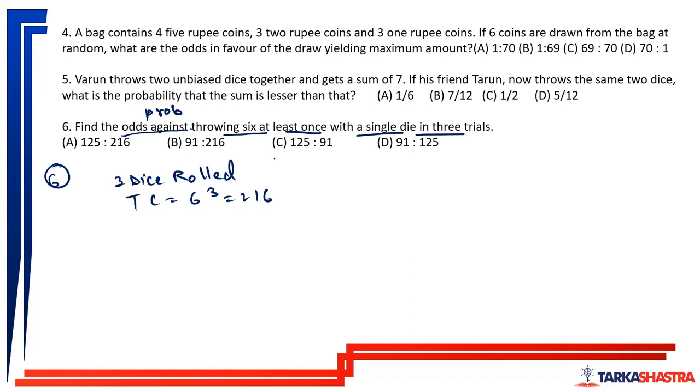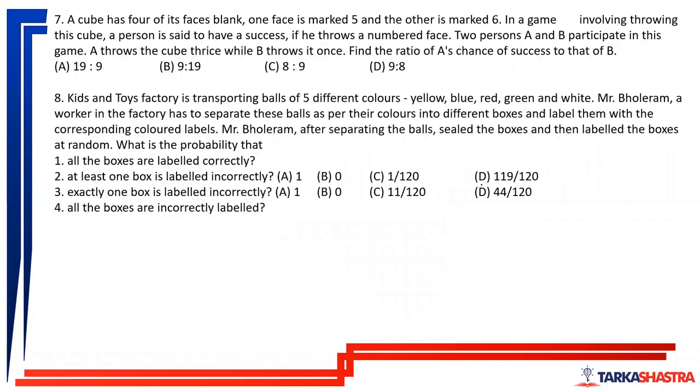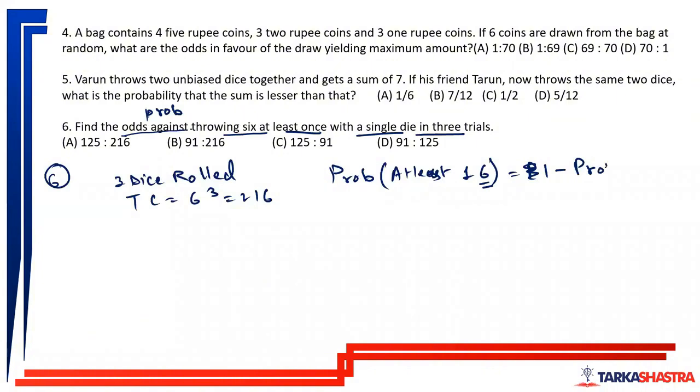Now we want to find out the probability of getting 6 at least once. So probability of at least one 6 is nothing but 1 minus the probability of no 6s. So it is 1 minus, and the probability of no 6s is how much?